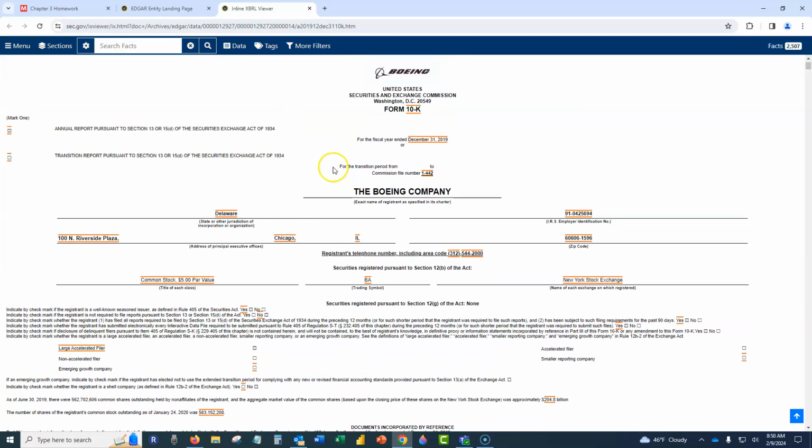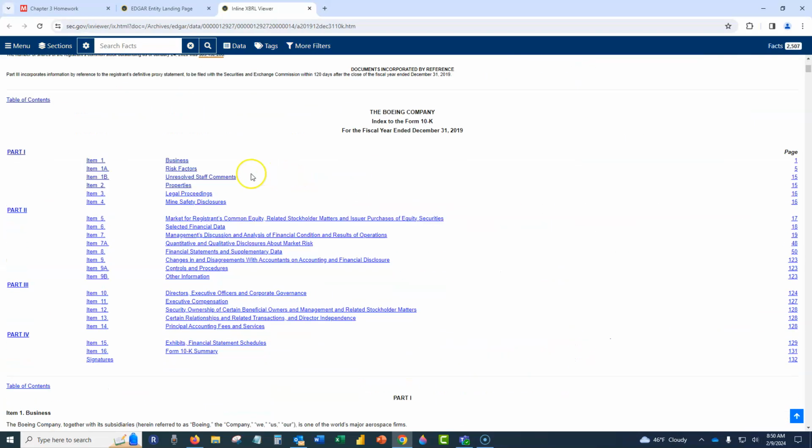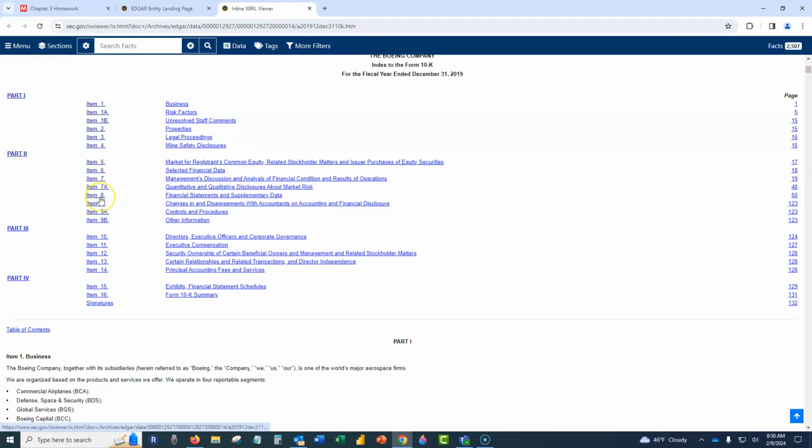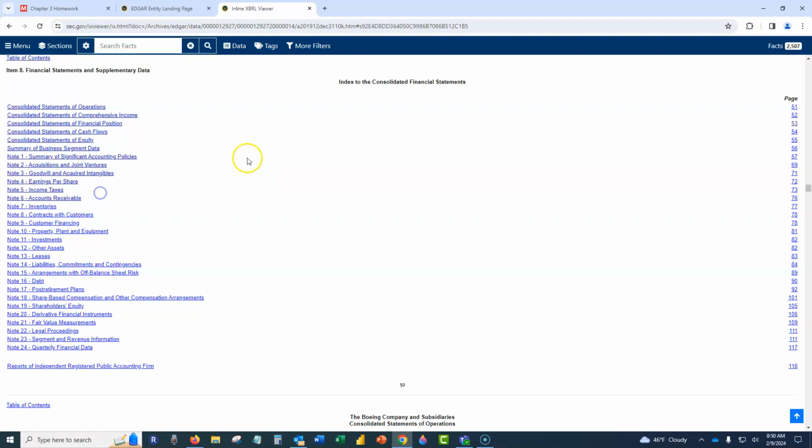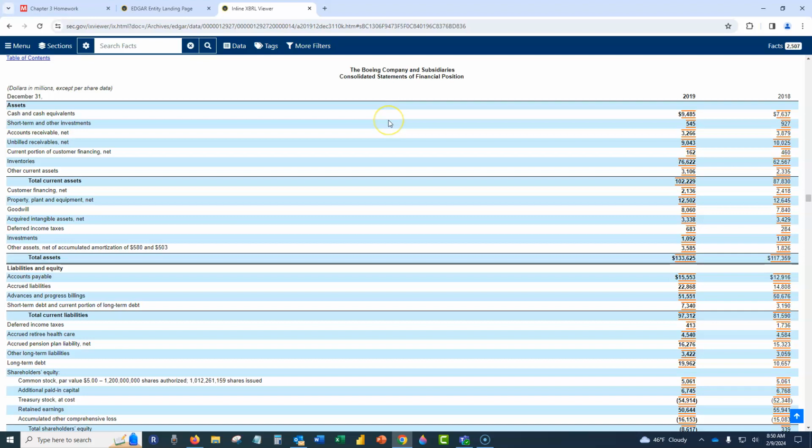Now, quick tip for you, we know we're looking for financial statements. Those are going to be item 8 in every single 10K we look at. Item 8 will be your financial statements. Then it brings you to a drop-down list here. I've told you guys several times, not everywhere calls it a balance sheet. Some places call it a statement of financial position. That's where we want to go.